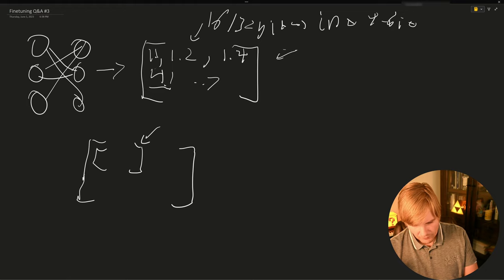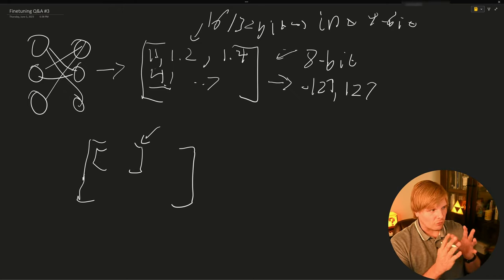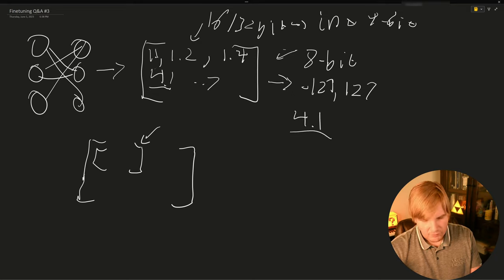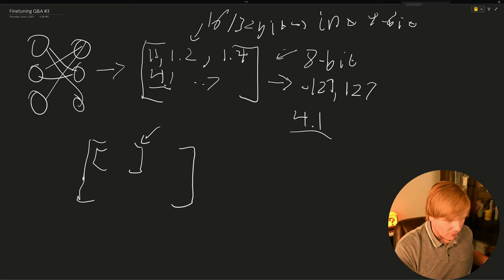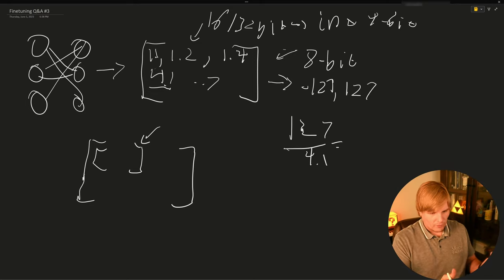So what we'd like to do is bound the numbers here between some minima and maxima. And in the case of 8-bit, we tend to pick negative 127 to 127, and that's going to be our bound. So what we'll do with that is find out what I need to multiply 4.1 by to make it 127. So we take 4.1 and we divide it by, wait, am I going backwards? It's going to be 127 divided by 4.1 instead, apologies. So 127 divided by 4.1, and that's going to give us our quantization factor.